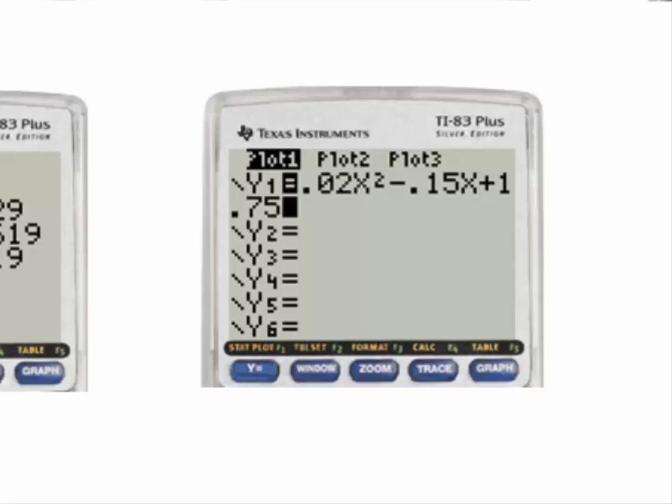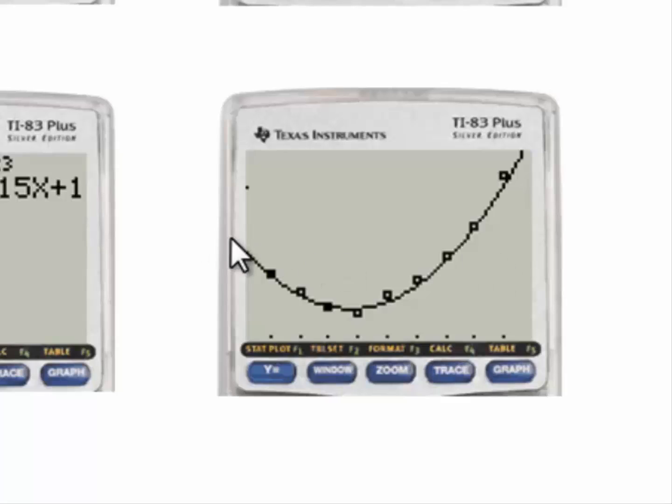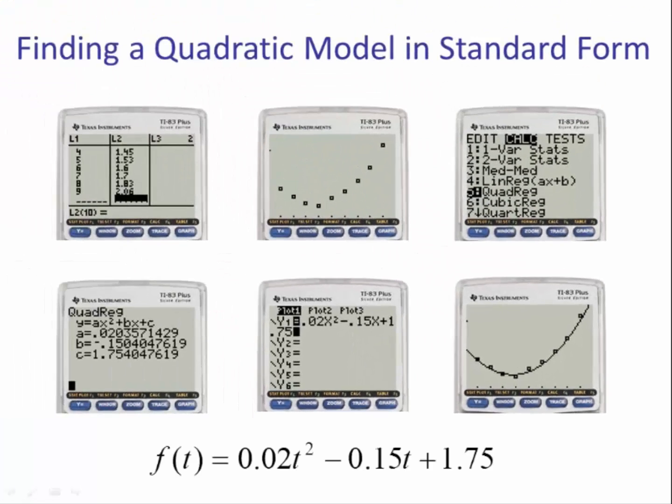To see how well the model fits the data, we type in the equation in y1 and we hit graph, and we can see that this parabola fits the data very well. So the equation would be f of t equals 0.02 t squared minus 0.15 t plus 1.75.